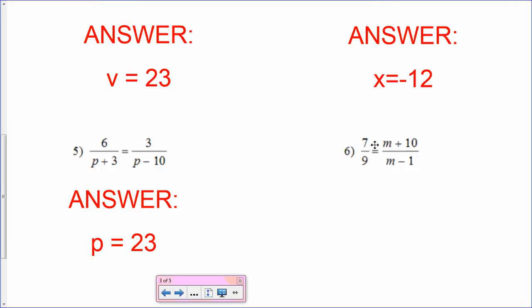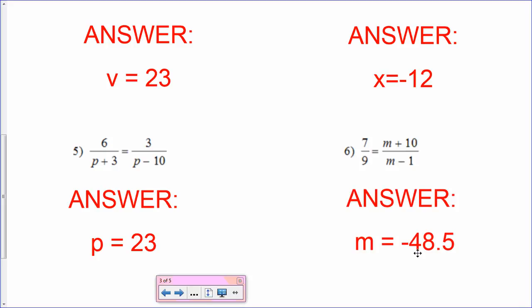Number 6, the 7 is going to be multiplied with the m minus 1. The 9 is going to be multiplied with the m plus 10, so m plus 10 had to be in parentheses. M minus 1 had to be in parentheses. We distribute. We go ahead and solve for m. We get negative 48.5. Didn't come out nice, but sometimes it doesn't come out nice. We just have to deal with it.